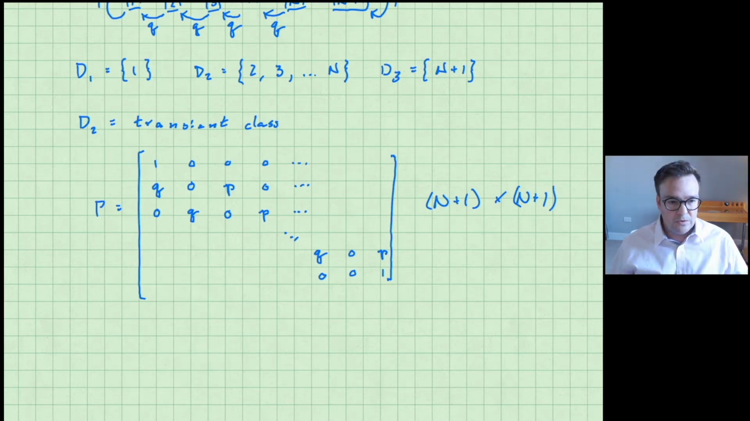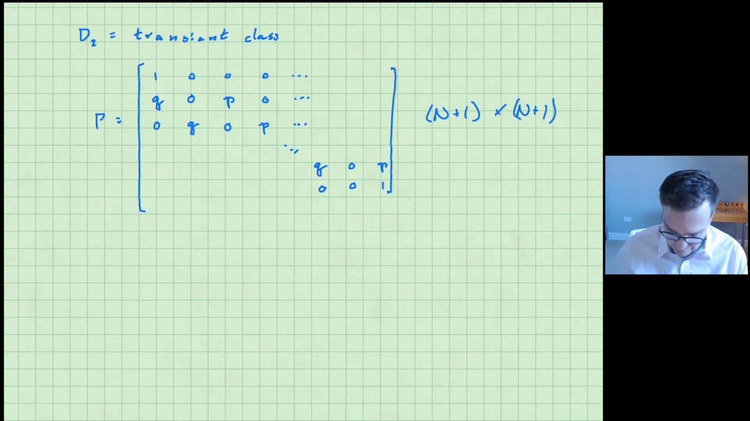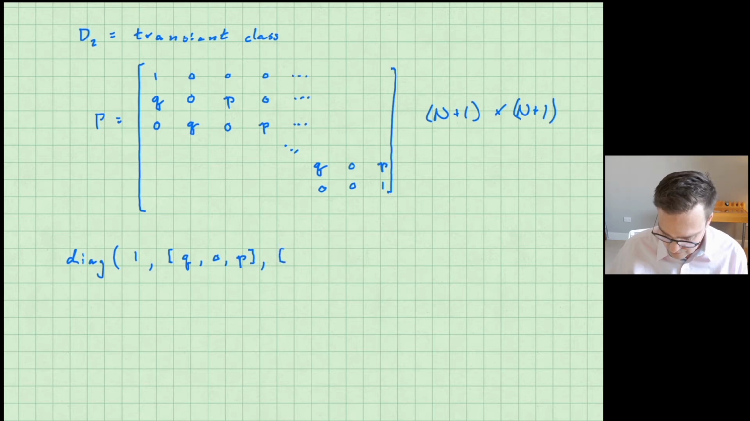Now, you could try to write this in a funny notation. I don't know if people use this, but I find it handy. It's sort of a diagonal matrix, but not quite. You could say the first row is 1 on the diagonal. The second row, I'm going to write the things that I know, which are Q, 0, P, and that's centered on the diagonal. And then the third row is also Q, 0, P, centered on the diagonal.